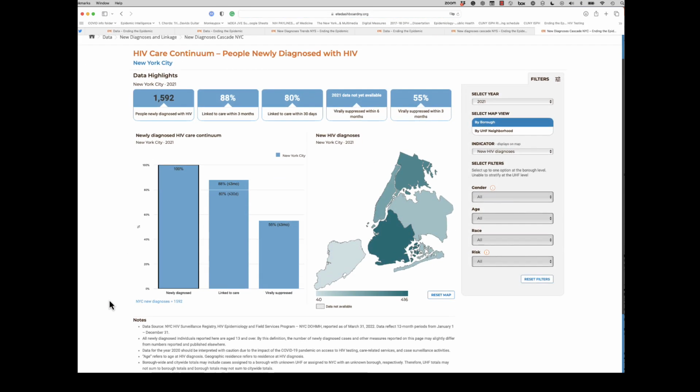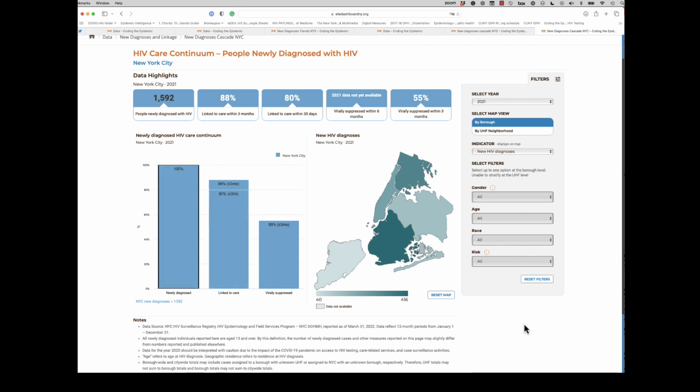And what this is saying is that of the 1,592 diagnoses that happened in 2021 in New York City, 80% of them linked to care within 30 days of their diagnosis, 88% of them linked within 3 months, and 55% of them had achieved the treatment outcome of viral suppression by 3 months. So this is a way of tracking the extent to which the care system is working for people who are newly diagnosed with HIV. It's an important programmatic indicator.